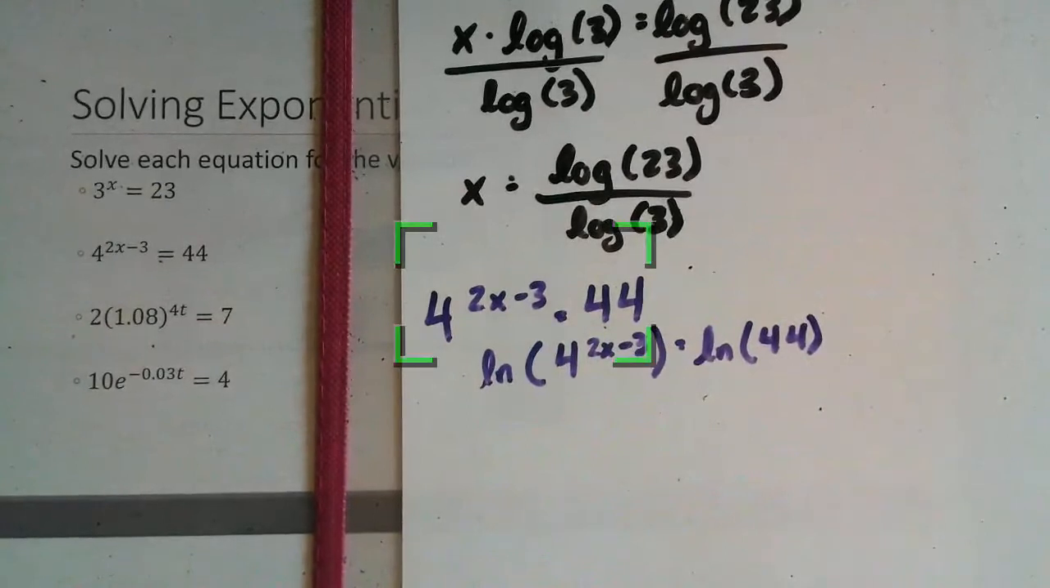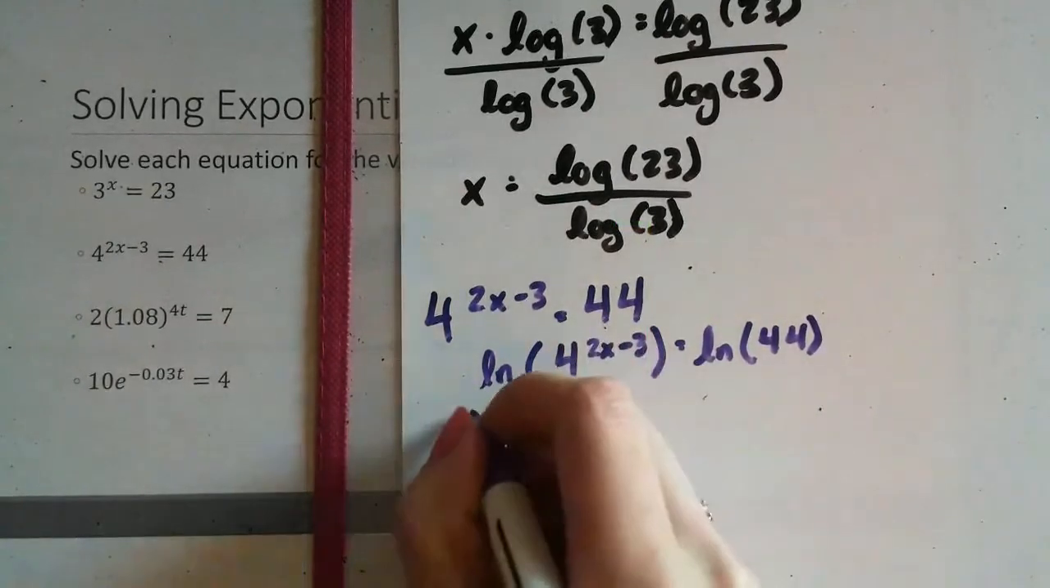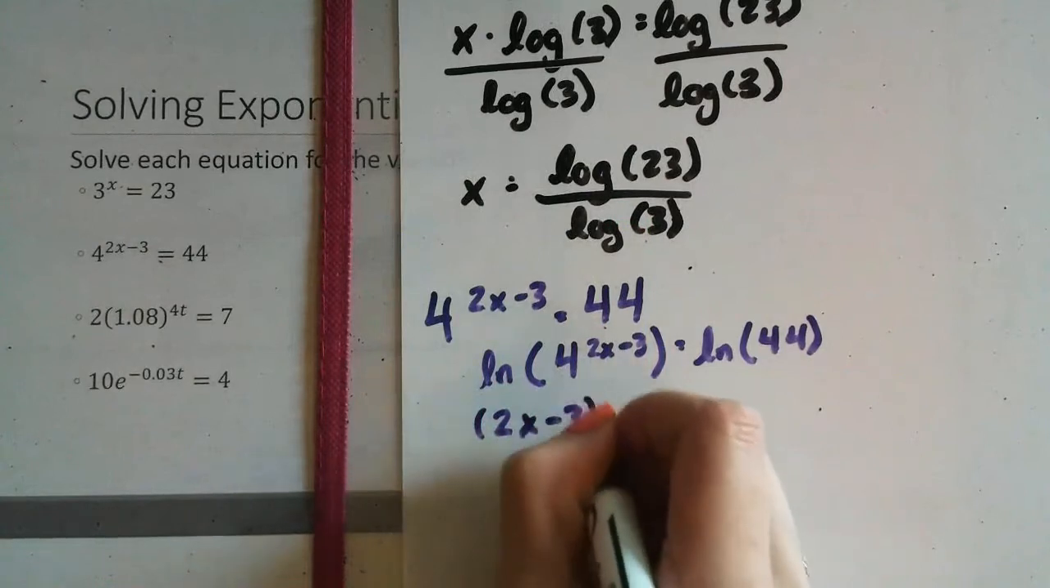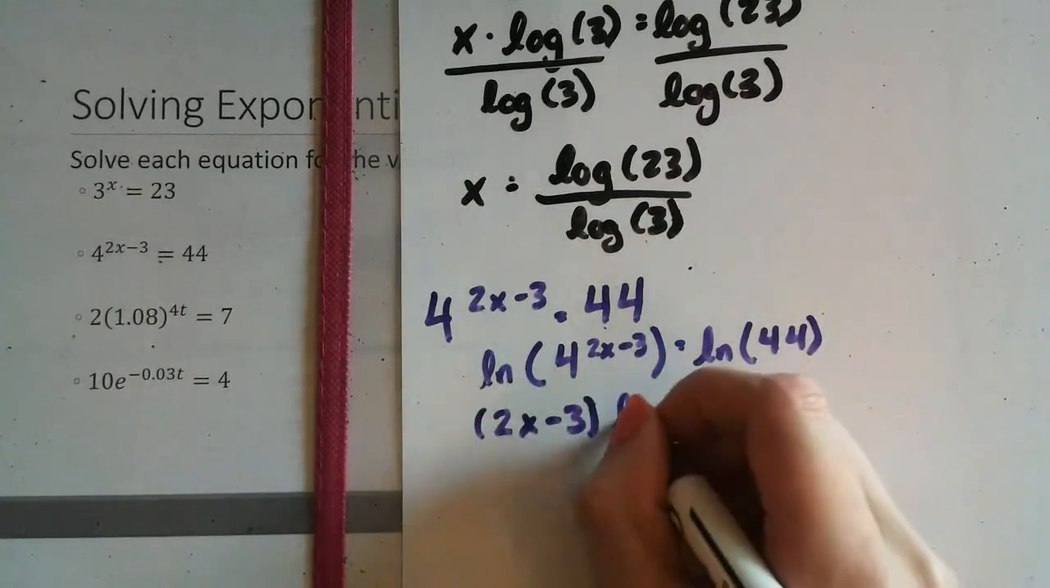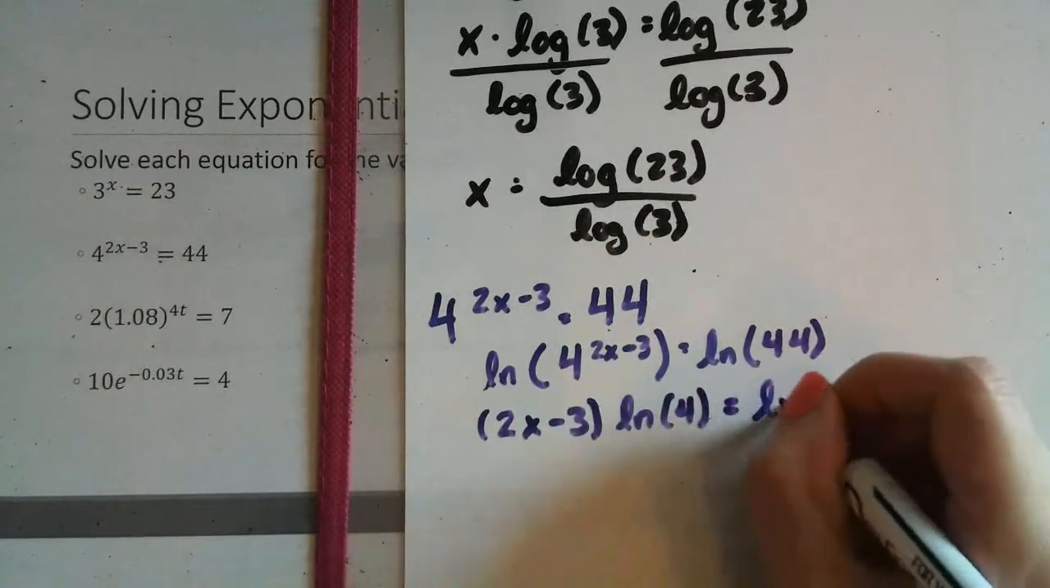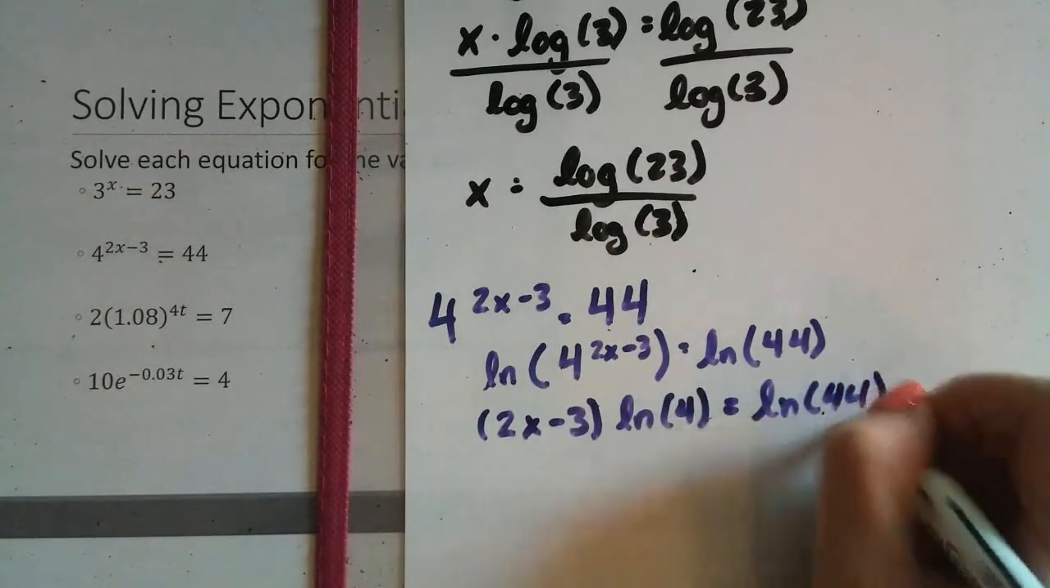I'm going to use Amanda's favorite log rule to pull the 2x minus 3 out front. Keep in mind that that 2x minus 3 is a group, so I'm going to keep it in parentheses. That's multiplied by the natural log of 4 and is equal to the natural log of 44.